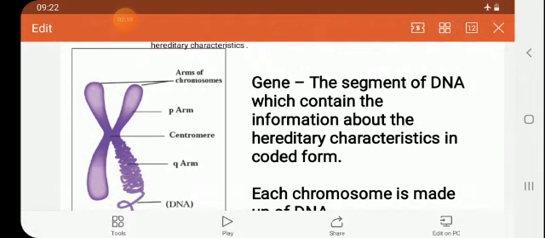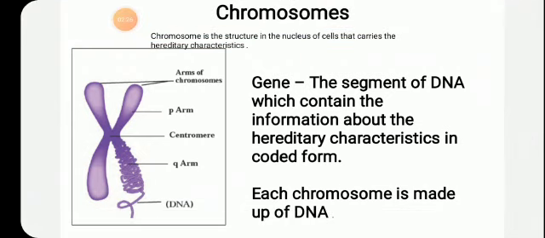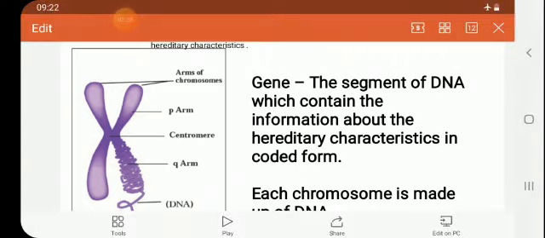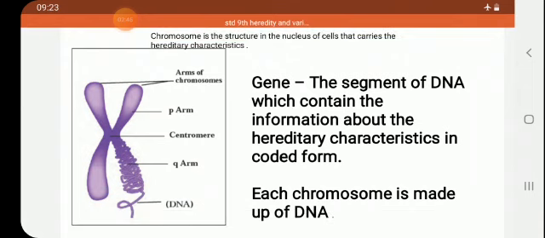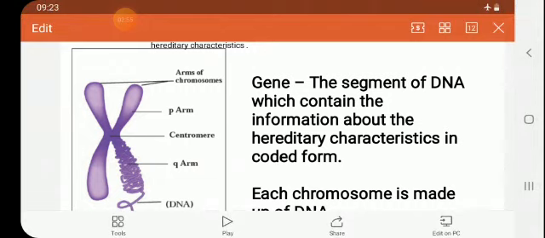See here the structure of the chromosome. The structure in the nucleus that carries the hereditary characteristics is called a chromosome. What is a chromosome? It is the structure in the nucleus that carries the hereditary characteristics. It is made up of nucleic acid and proteins. During cell division, this chromosome is seen clearly under the microscope. We don't have such a powerful microscope to see it, but it is seen in an ultra microscope.